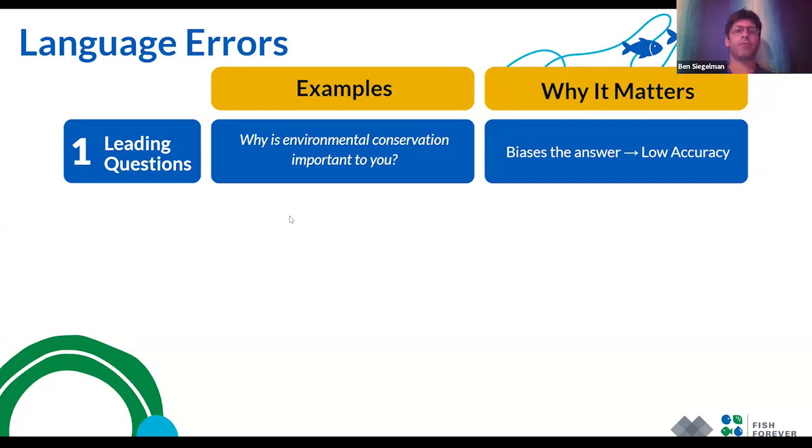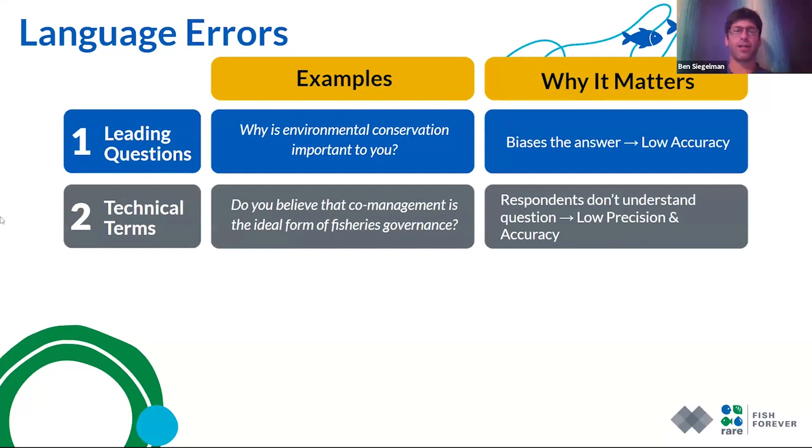So we just need to be careful about the values stated in our questions or assumed in our questions. The second is technical terms. We come across this a lot in our work because we do technical work. In this example, I don't think we should use the word co-management, and I don't think we should use the word governance because those are complicated ways to say a much simpler thing.